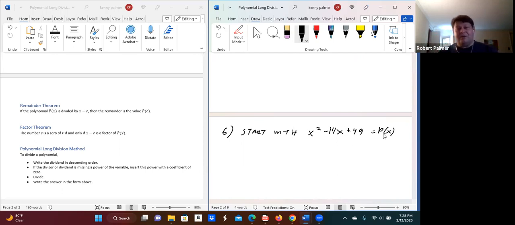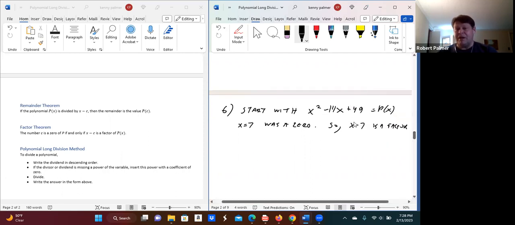Now we saw that x equals 7 was a 0. I plug that in, so then x minus 7 is a factor. That's what the factor theorem tells us. But now that's for x equals 7, and x minus 7 was a factor. Now, what if you did -7?